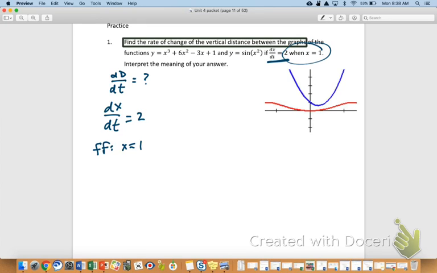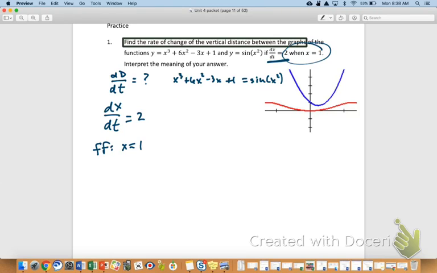Okay, let's try that. So if I say x cubed plus 6x squared minus 3x plus 1 equals sine of x squared, right? Equal to each other, though. Say again? Wouldn't they never be equal to each other? I'm looking at that graph and I'm wondering if they ever are.